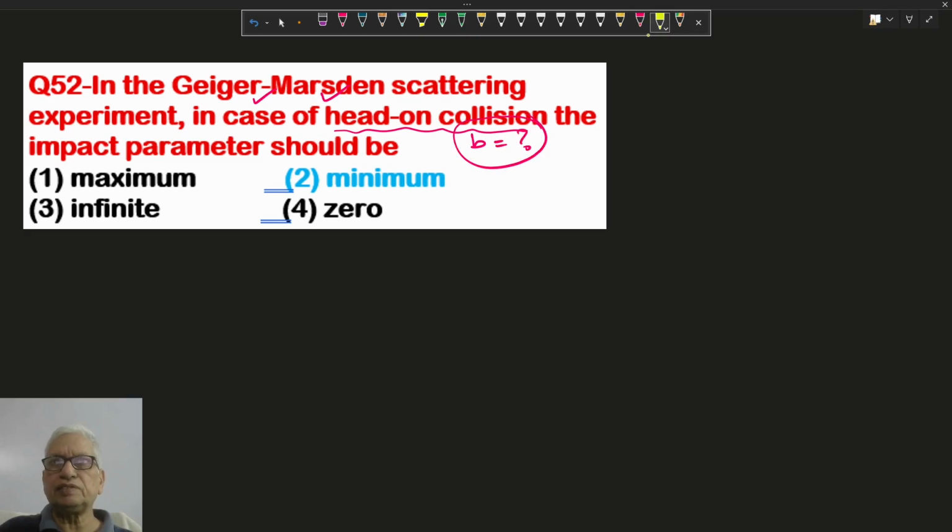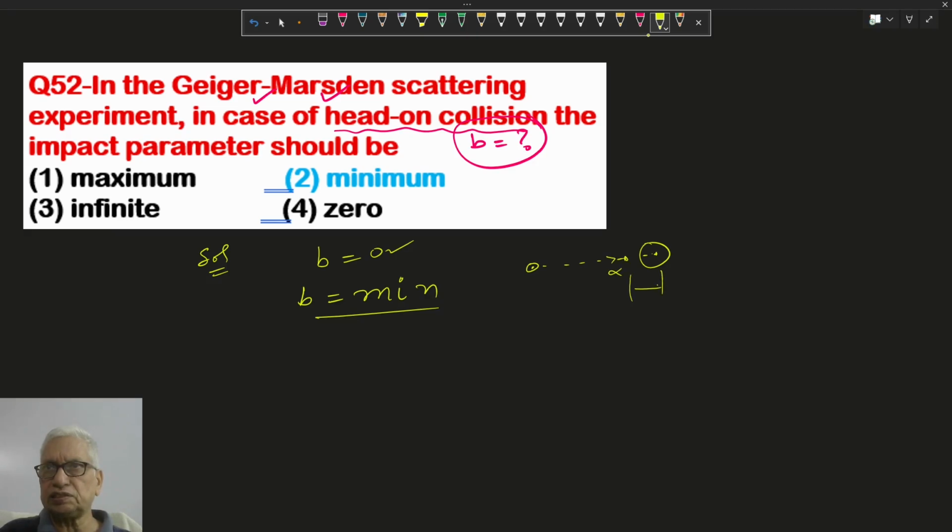In the Geiger and Marsden experiment, in case of head-on collision, we have to find the impact parameter b. If the particles are point size, then the impact parameter should be 0, because in a head-to-head collision it is just center to center, so b is 0. But suppose the size is finite, not point size, then b should not be exactly 0, but it should be minimum. Then alpha particles bounce back to this distance. This is called the distance of closest approach. For this head-to-head collision, b should be minimum, the size of the alpha particle and the nucleus of gold. If it is point size, then it is 0. So the correct option is the second.